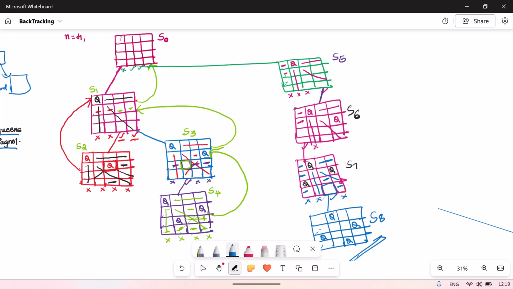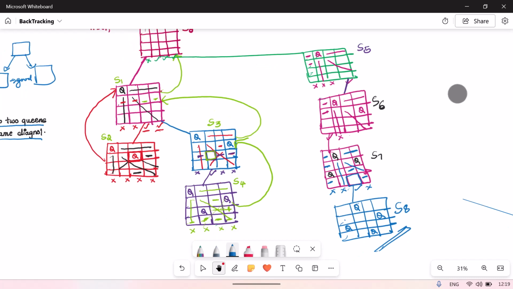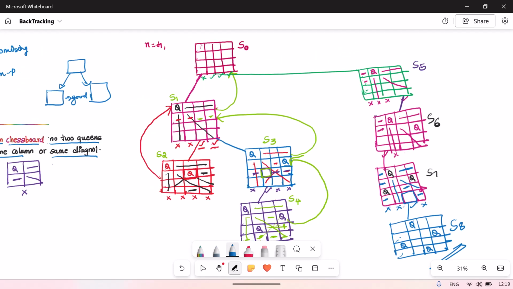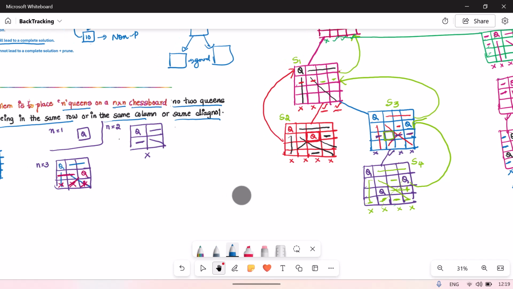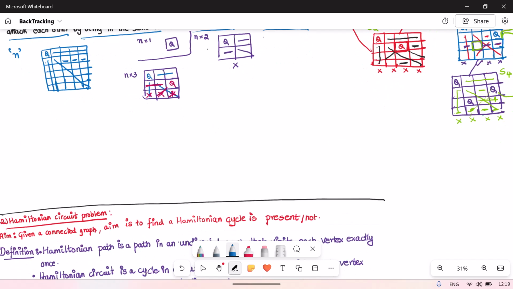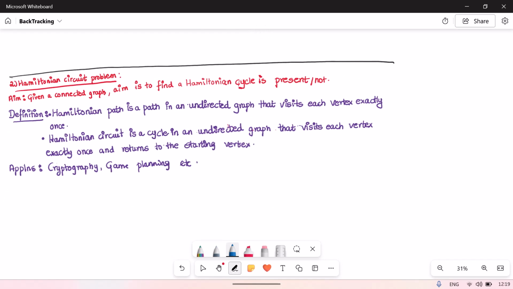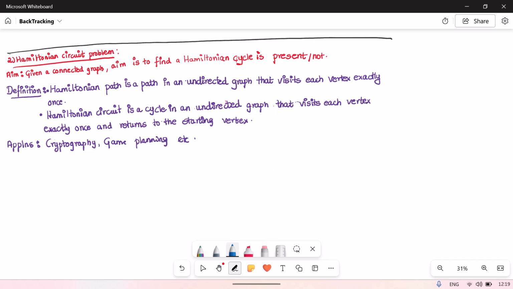There is n queens which are supposed to be placed in an n cross n chessboard. You have to make sure that no two queens attack each other. Attacking in the sense, one queen, if it is placed, the next queen should not be in the same row, same column, or same diagonal. Okay, a very important problem that comes under backtracking. I hope you have understood. So that is the first problem. Let us go to the next problem called the Hamiltonian circuit problem.